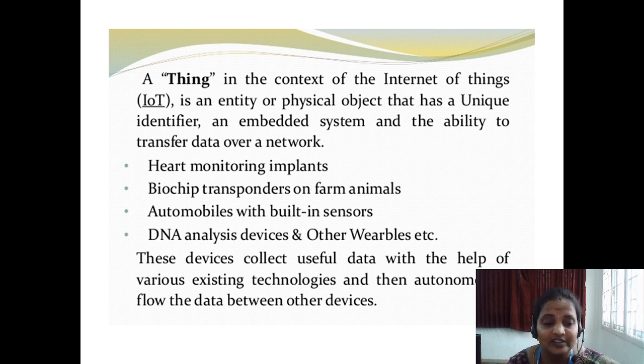Take for example heart monitoring implants. That is a type of heart monitoring device that records your heart rhythm continuously. It lasts up to 3 years. It allows your doctor to remotely monitor your heartbeat while you are doing your daily activities. This is how it helps your doctor to monitor your heart rhythm and your daily activities.